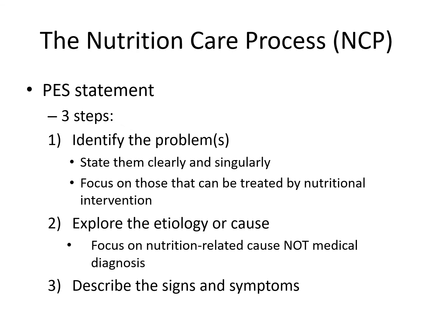And then for that PES statement, again, we've got our 3 steps. We're going to identify the problem, stating it clearly and singularly, so one problem at a time. We don't try and combine them into a super problem, focusing on those that can be treated by a nutrition intervention. So again, we can look at a patient's lab report. I know it, you know it, it's clearly hypothyroidism, but that's an endocrinologist determination, not something that we can diagnose and treat. You're going to explore the etiology, or the cause, or the why it's happening, focusing on nutrition-related causes, not medical diagnoses, and then describing the signs and symptoms.